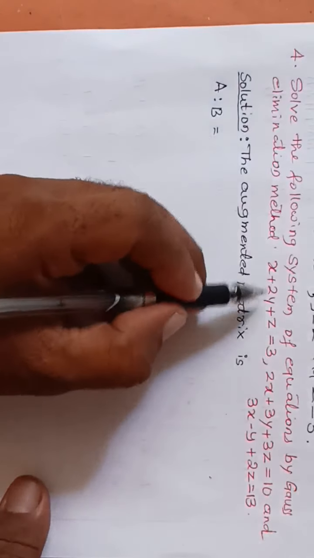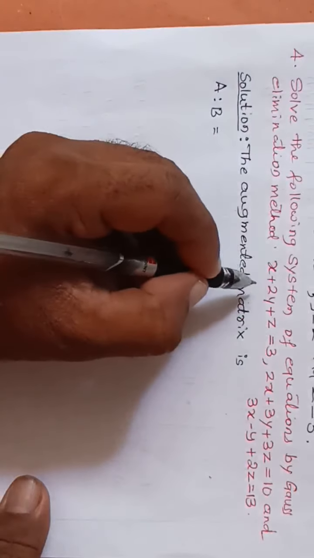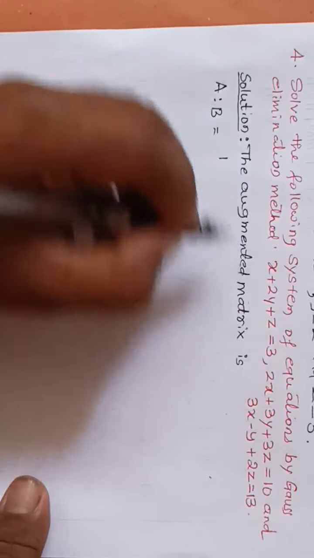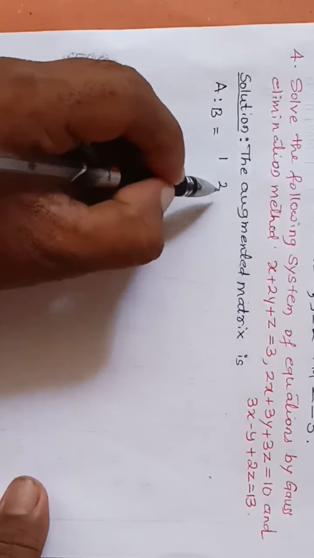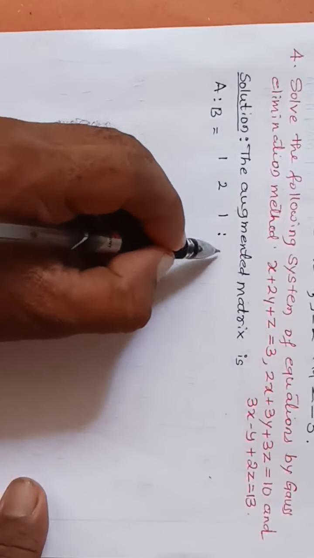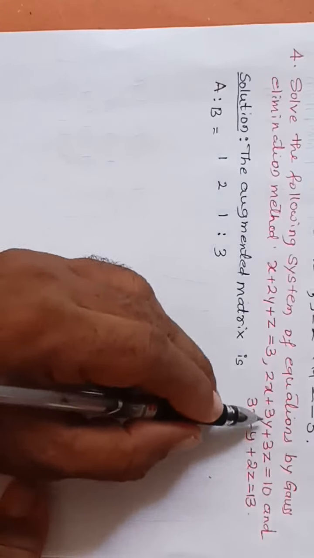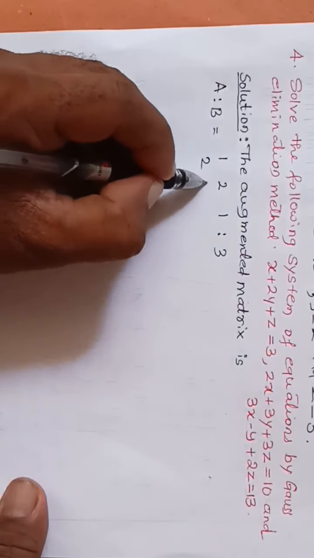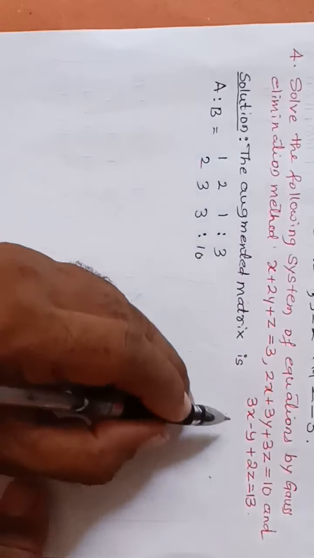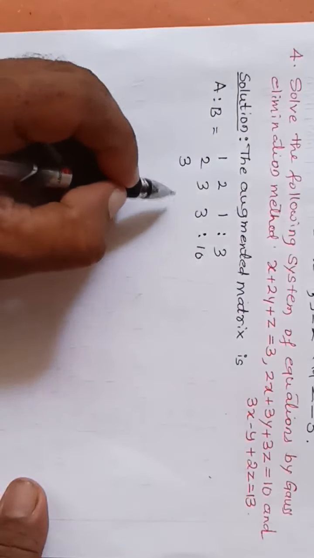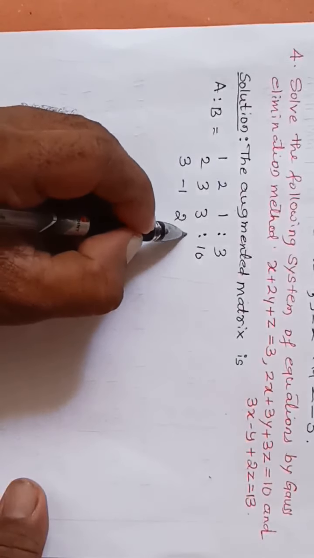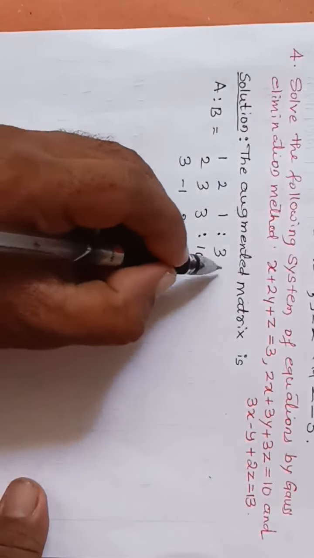We'll write this: 1 2 1 3. So first, the coefficients of x: 1, next 2, next 1, next again 3. Next row: 2 3 3 10. And the last one: 3, minus 1, 2, and 13.